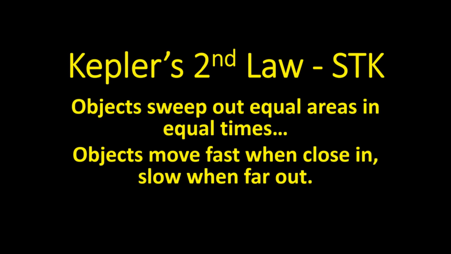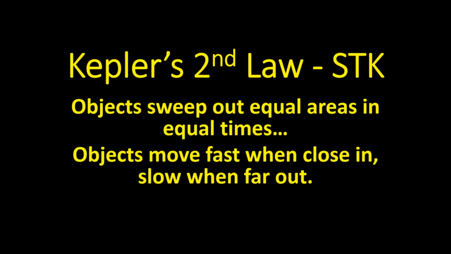In this second video, we're going to be taking a look at Kepler's second law of technically planetary motion, but as I mentioned in the other videos as well, it can actually broadly apply to any object that's orbiting another. So in this case, objects, or planets, originally it was planets sweep out equal areas in equal times.